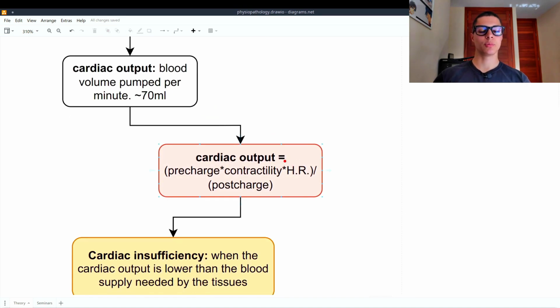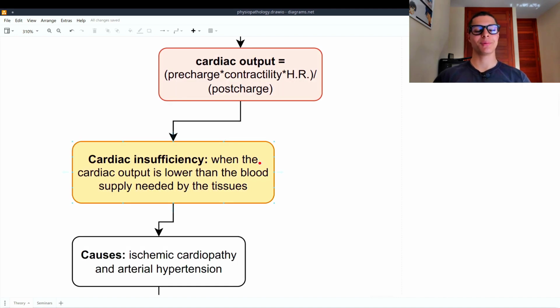So the cardiac output, we can say it is the pre-charge, which is the amount of blood that gets inside the heart before the contraction. The contractility, the ability of the heart to contract, multiplied by the heart rate and divided by the post-charge. The post-charge is the amount of liquid after being pumped. This is before being pumped and this is after. So the cardiac insufficiency is when the cardiac output is lower than the blood supply needed by the tissues.